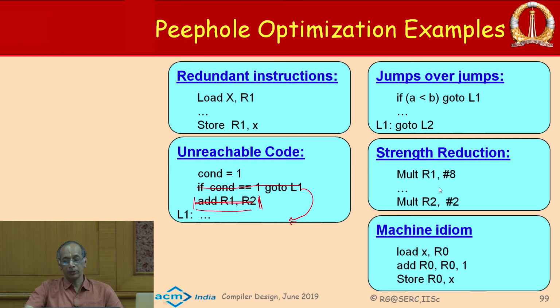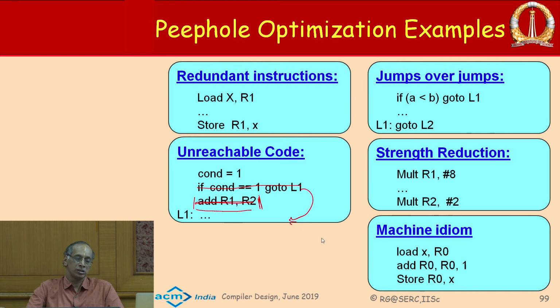Again, machine idioms where you can replace certain things. For example, here we are loading x to R naught, incrementing R naught by 1 and storing the value. We could have replaced this by an increment instruction if the machine supports an increment instruction. So, these are opportunities that you get in code generation and you can exploit them, and eliminate some redundant code or optimize your code.